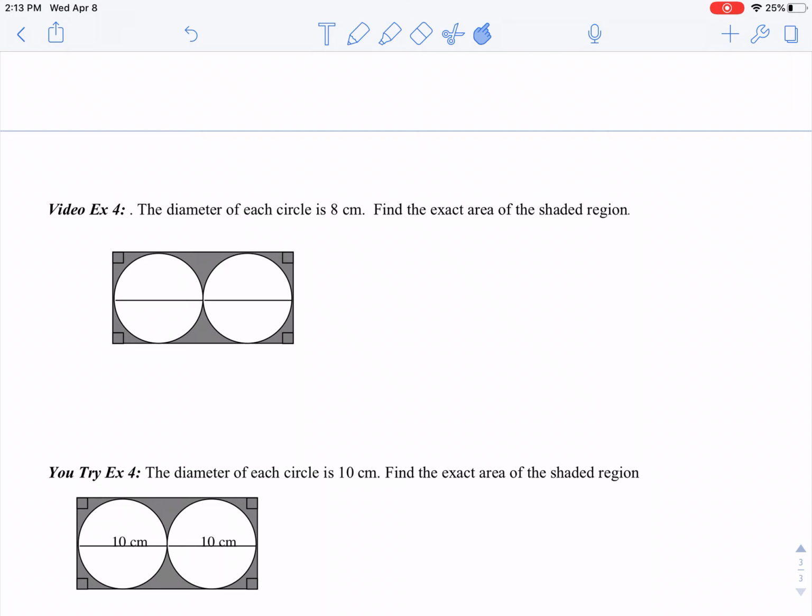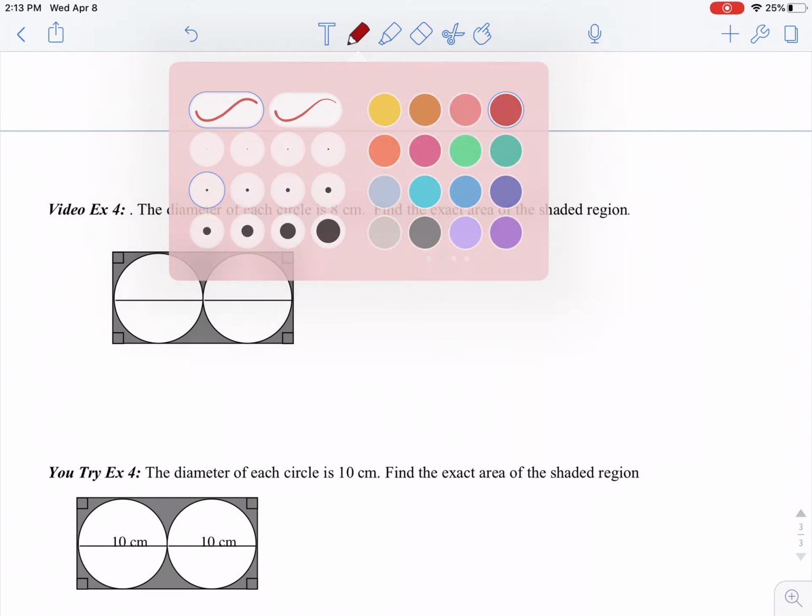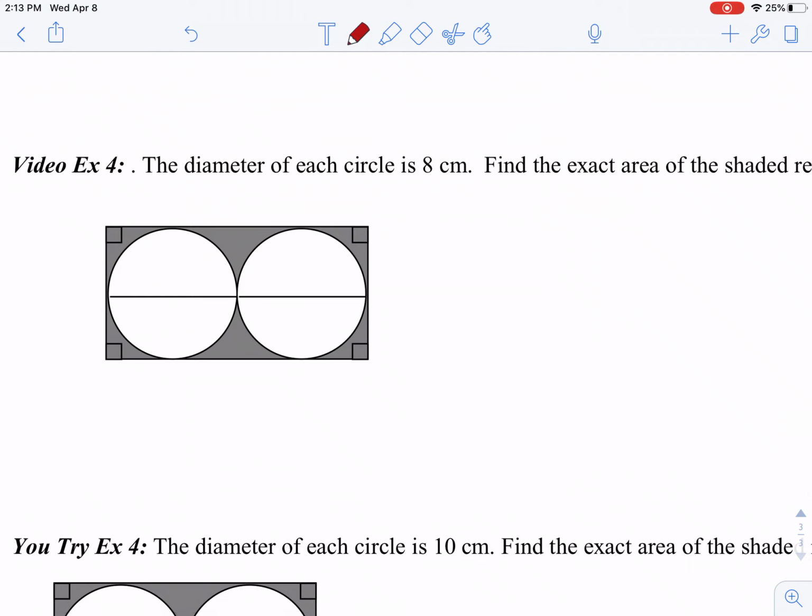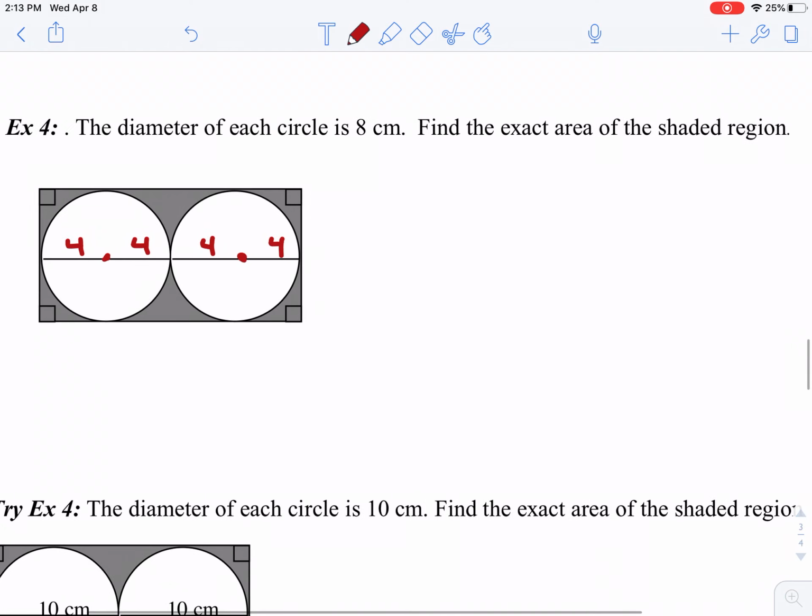So let's look at this example next. We have the diameter of each circle is 8 centimeters. So I'm going to go ahead and label that. I don't know if it's easier to label this as 4 and 4 and 4 and 4, right? I'm not sure if that's the easiest way, or to label the whole diameter 8 and 8. I'm not quite sure, but we want to find the area of the shaded region.